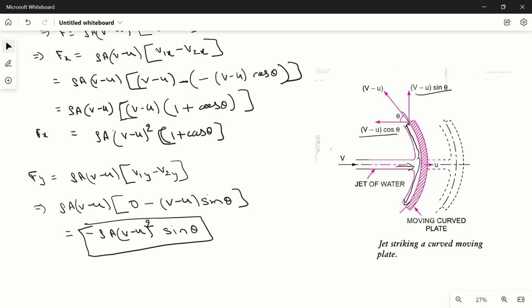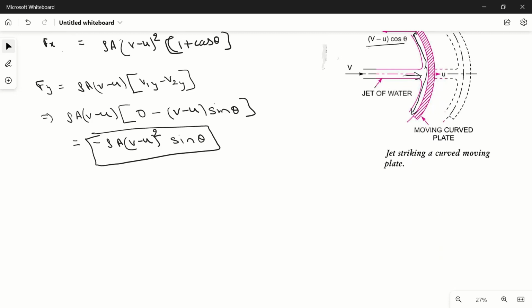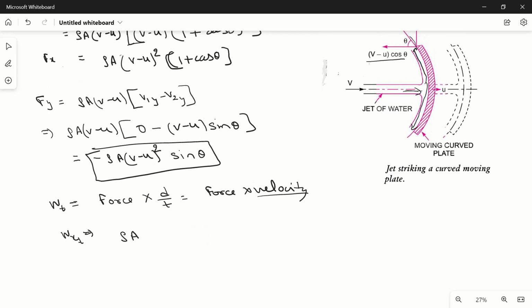Now we have to find the work done. Work done per unit time is force into displacement by time, which is equal to force into velocity in direction of force. This displacement is in direction of force, so this velocity is also in direction of force. So we will find Wx in x direction. Work done per unit time is force in x direction, which is rho a (v minus u) whole square into (1 plus cos theta), into the velocity with which the plate is being displaced in x direction, which is u.